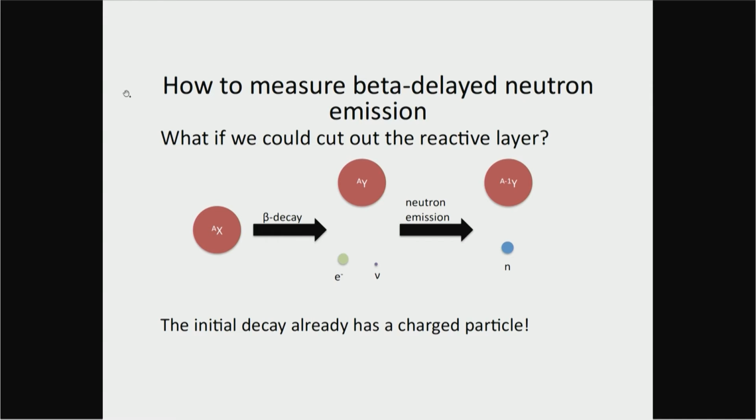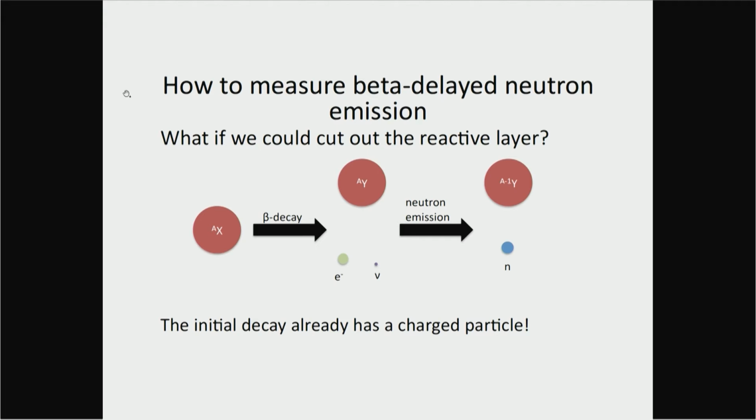Well, the initial decay already has a charged particle in it, in our recoiling ion, our daughter particle. The thing is, normally you can't detect that very easily because we usually implant it in a detector or in a tape station in some kind of lattice, and it doesn't actually have enough energy from its recoil to get out. So we had to ask ourselves, is there a way that we can trap it in a place without it being trapped in a lattice so it could freely move around?